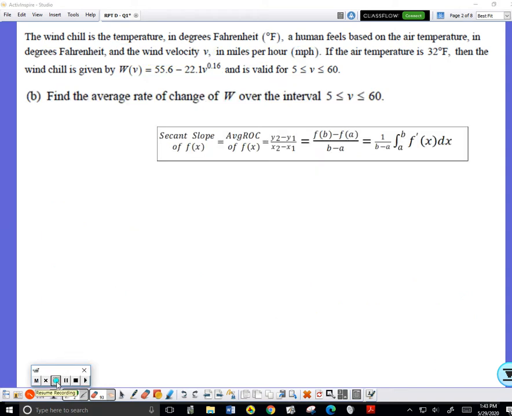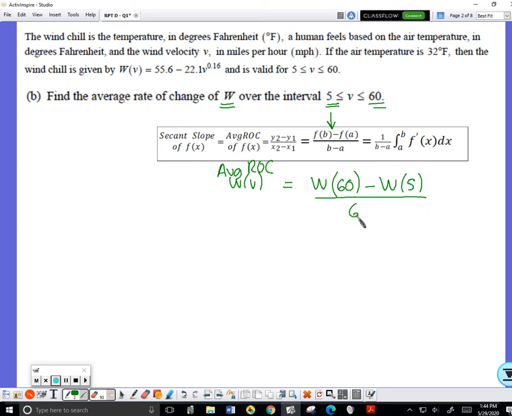Okay, find the average rate of change of W. The average rate of change of W. So I went to my golden notes. Average rate of change of, not in this case F, but W. So the average rate of change of W is going to equal, right here, W of 60 subtract W of 5, all divided by 60 subtract 5.